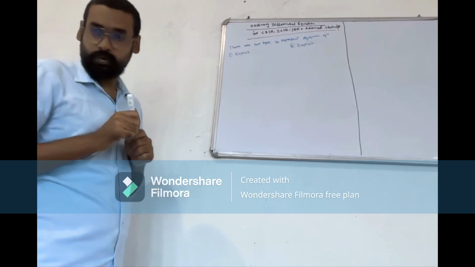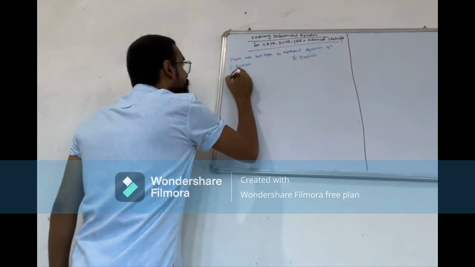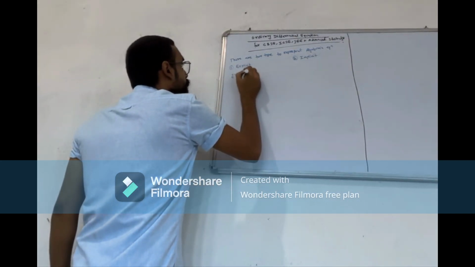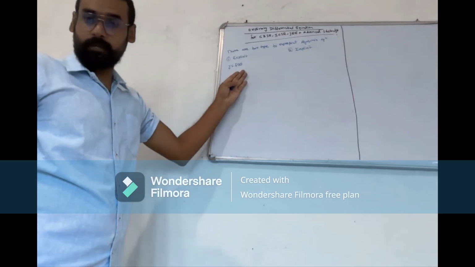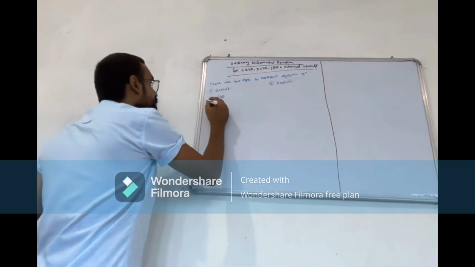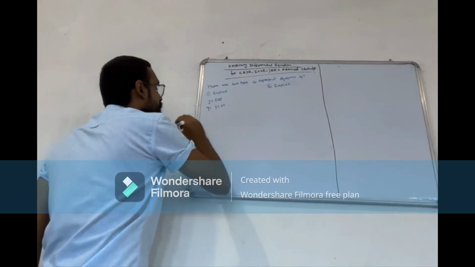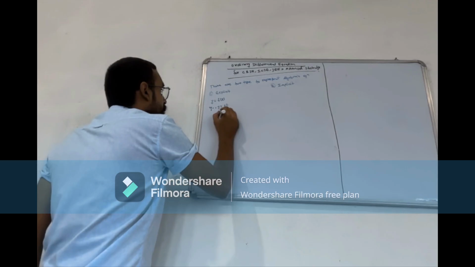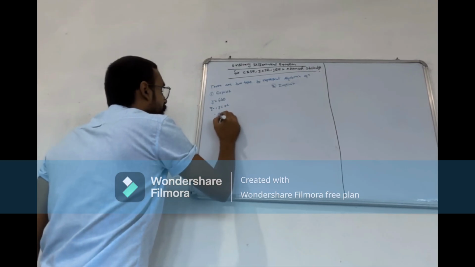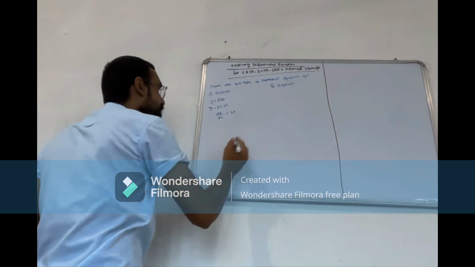Okay, so explicitly, any equation of y equal to f(x) we can represent in this form. For example, y is equal to x square, another is dy by dx is equal to 2x, like this.